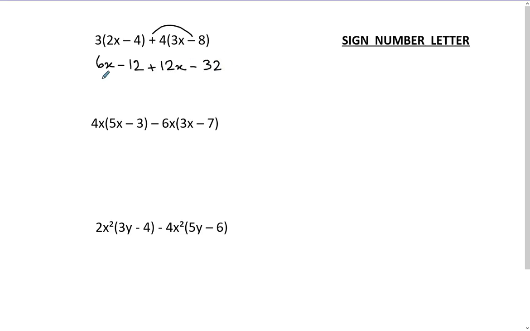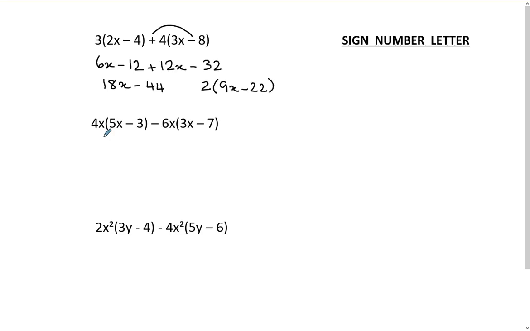We collect like terms, so we've got 6x plus 12x is 18x, minus 12 minus 32 is minus 44, and then to simplify it, which is normally how they ask the questions, you find what they have in common, which is a 2, open your brackets, and you get 9x minus 2 times 22 is 44. Okay, let's try another one.